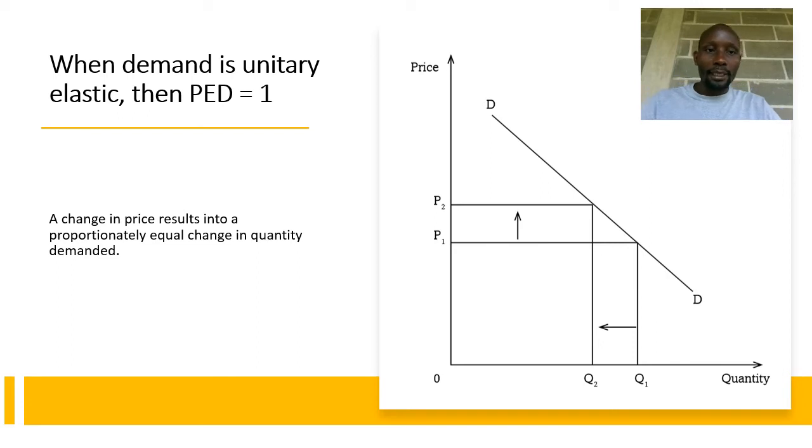Then the next one is when demand is unitary, or where we have unitary elasticity. This one is when we calculate and we get price elasticity of demand as being equal to 1. So this implies that a change in price results in a proportionately equal change in quantity demanded. So the percentage change in price will be equal to the percentage change in quantity demanded.